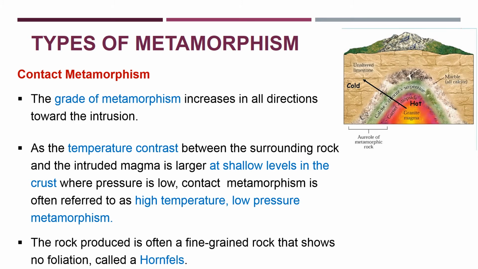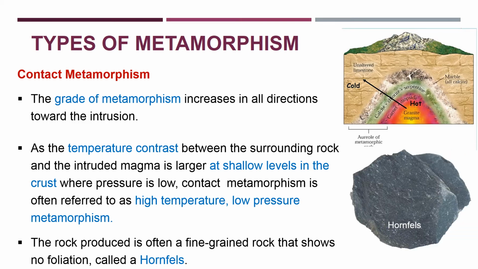The rock type originated by this process is called hornfels. The rock produced is often a fine-grained rock that shows no foliation. We don't have any foliation here. We call this type of rock hornfels, and here is a picture of hornfels.